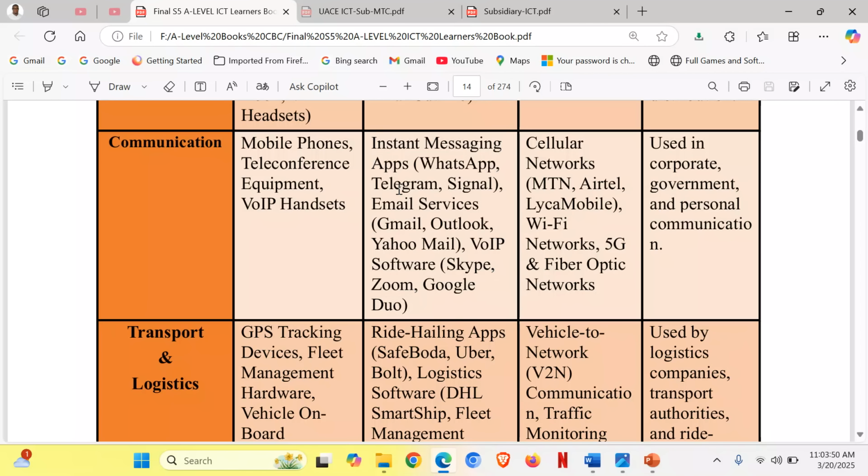etc. How about network ICT tools? You can talk about cellular networks. We have MTN, Airtel, Lycamobile. We have other networks like Wi-Fi networks, 5G, and fiber optic networks in line with communication. These are basically used in corporate, government, and personal communication.